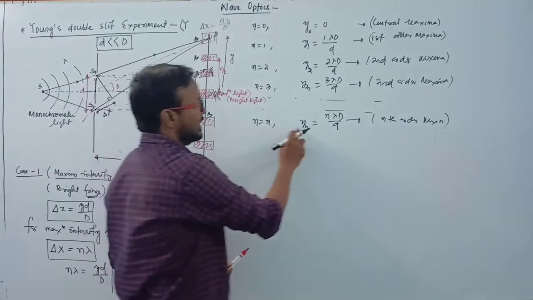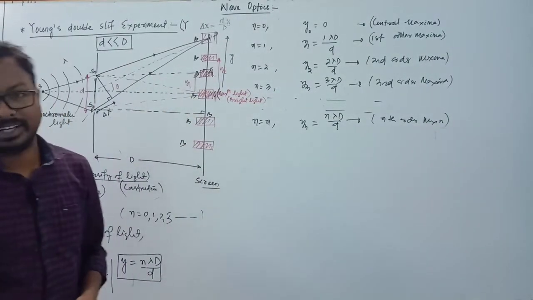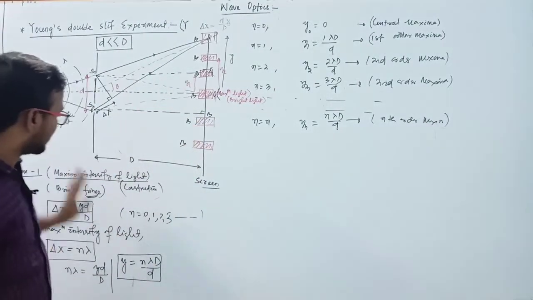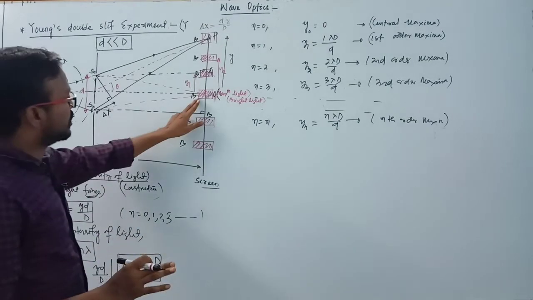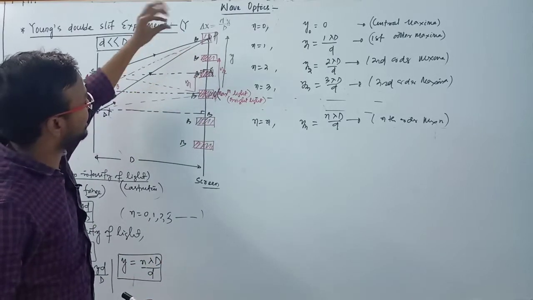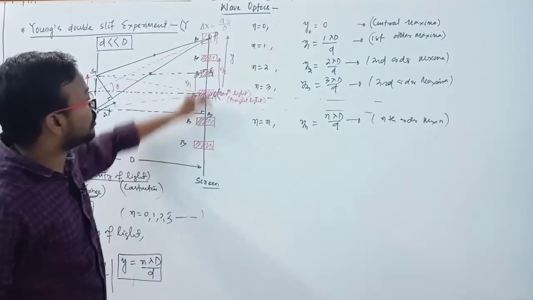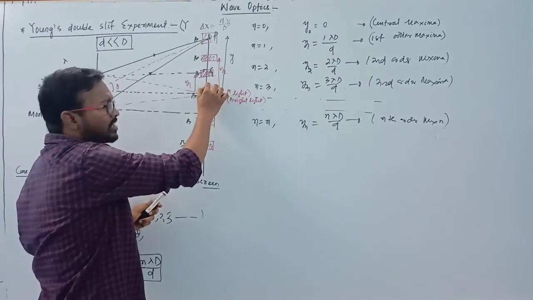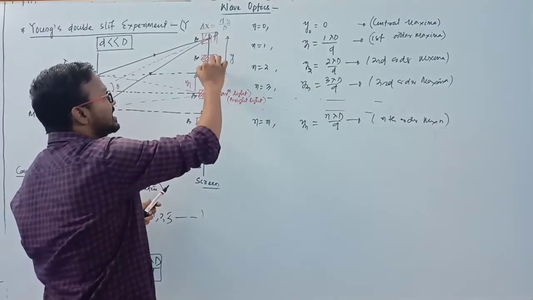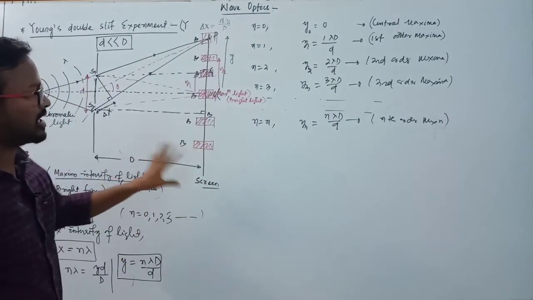So here we get yn equal to n lambda D by d, and this is known as nth order maxima. Clear? So these are the relations of constructive interference, and when delta equals n lambda, we get maximum intensity of light. So here we get maximum brightness, and these brightnesses are not continuous. Then we get another quantity known as darkness, which we will discuss later: brightness, then darkness, brightness, darkness on the screen. This is known as constructive interference.